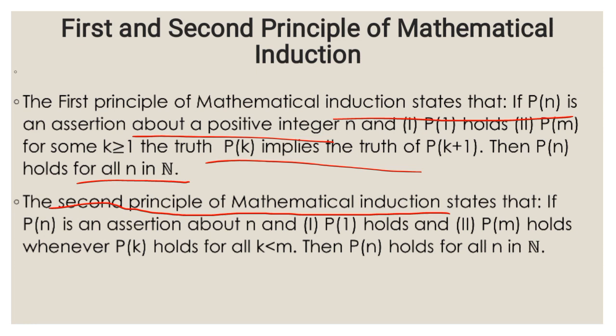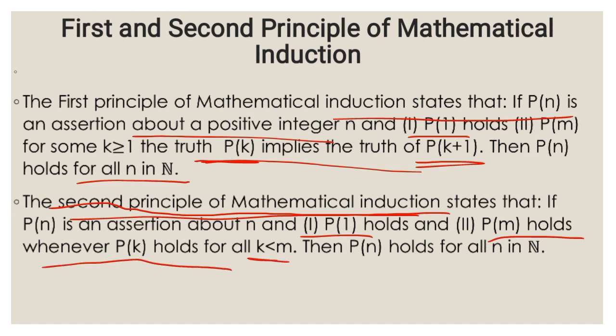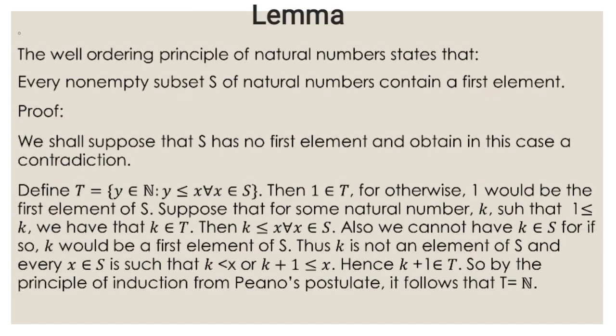In the case of the first principle, you check the statement P1, you assume the statement Pk, and you prove Pk plus 1. But the second principle of mathematical induction says you have P1, so the statement P1 holds. Then Pm holds whenever Pk holds for all k less than m, then Pn holds. Okay, so there's a unique difference. Here we have Pk plus 1. Here we just check for Pm whenever Pk holds. Okay, so those are the two differences. You should be able to note the two differences and be able to state them.